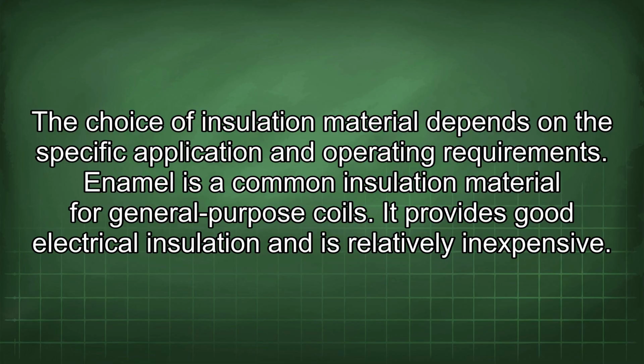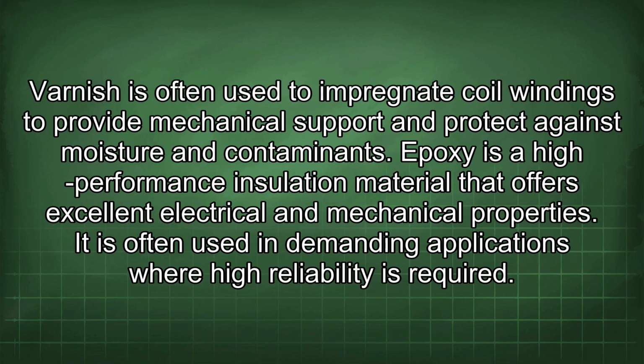Enamel is a common insulation material for general-purpose coils. It provides good electrical insulation and is relatively inexpensive. Varnish is often used to impregnate coil windings to provide mechanical support and protect against moisture and contaminants. Epoxy is a high-performance insulation material that offers excellent electrical and mechanical properties. It is often used in demanding applications where high reliability is required.